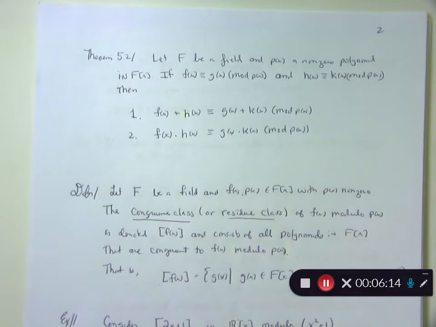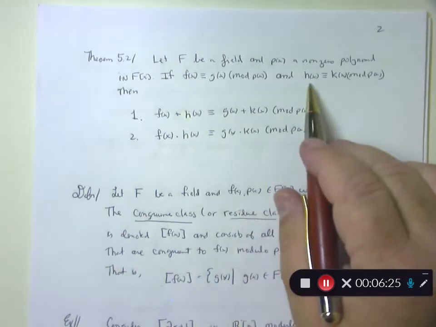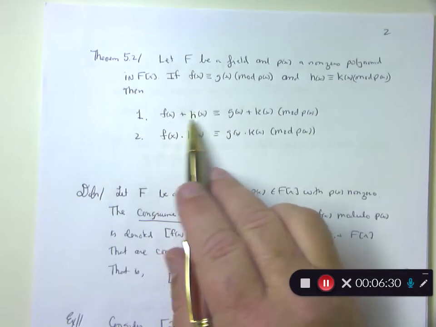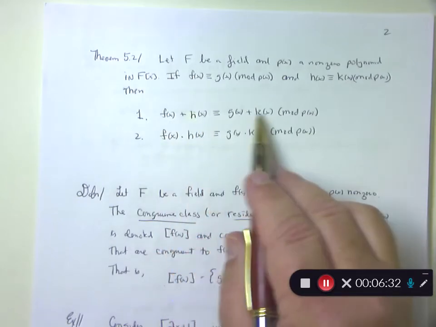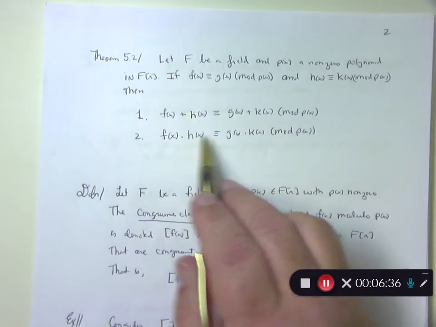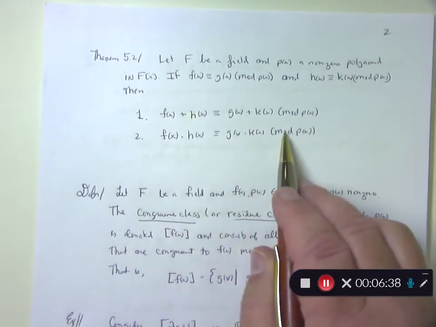So Theorem 5.2 says this: let F be a field, and p of x a non-zero polynomial in F adjoin x. If f of x is congruent to g of x mod p of x, and h of x is congruent to k of x mod p of x, then f of x plus h of x is congruent to g of x plus k of x mod p of x, and f of x times h of x is congruent to g of x times k of x mod p of x.